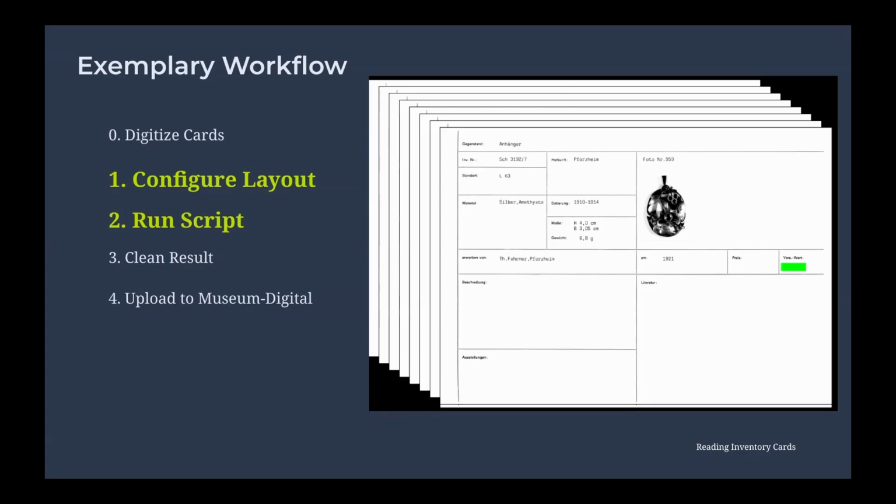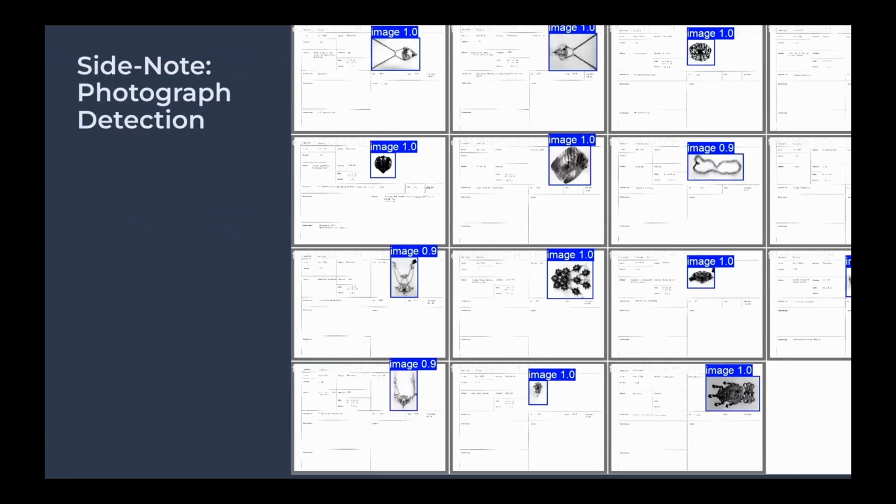It somehow makes things a bit more complicated because it's an event-based ontology, meaning that you actually have to do some interpretation at some of the fields. And then as a side note, on the inventory cards, they usually have some photographs, and we need to detect them to be able to crop them afterwards and upload them to the database and map them to the respective metadata fields.